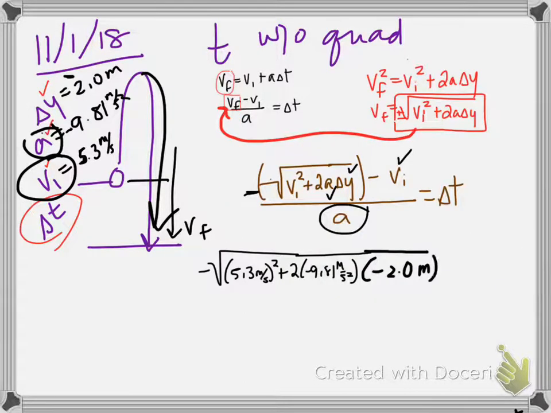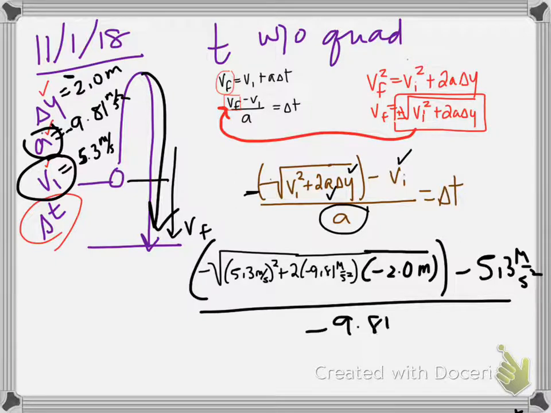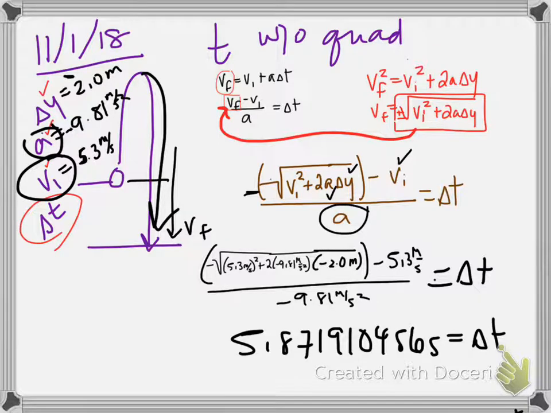I did forget to make my delta Y negative in my list of variables. You've got to make sure, because if you don't make it negative, what happens? Well, you end up with a negative under the radical, and everybody knows that goes nowhere good. So I'm going to wrap that just to not screw it up. Minus 5.3 meters per second, all over negative 9.81 meters per second squared. Let's calculate. Getting a raw number that looks like that. Okay, sig figs? 2, 5.9. So 5.9 seconds would be our delta T.